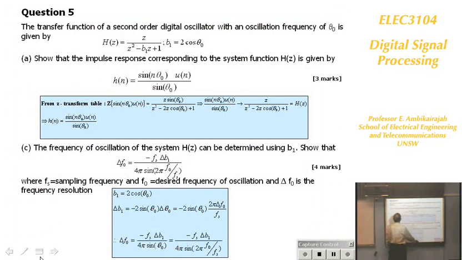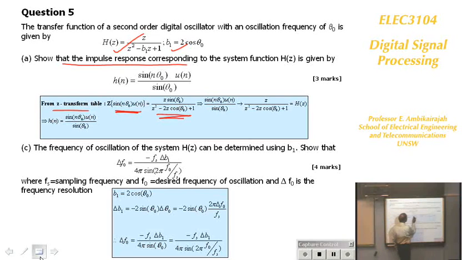Here's another example of a question where you have been given the transfer function of an oscillator. There you go. You've been given this, and you've been asked to find the impulse response. So you have to show the impulse response to this. So what you do, you go back to the z transform, write down the z transform of the sine waveform, which is this, right?